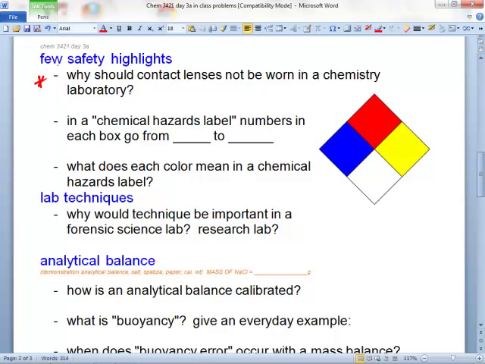Chemical hazard labels. I didn't bring any chemicals in here. They're all smelly anyway. Just leave them where they're at. The ones that are harmful. The numbers in those boxes, they go from what to what? Kimberly, they go from what to what? Oh no, the number. They're going to put a number in each box. Is it 1? Don't they start with 0? I think in the book, don't they? 0 to 4? Okay. 0 to 4.